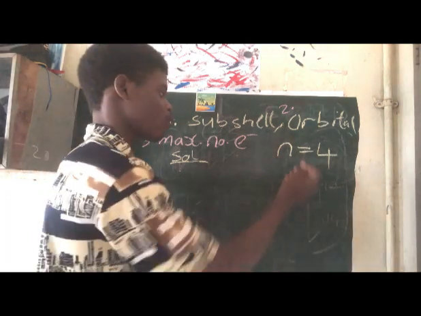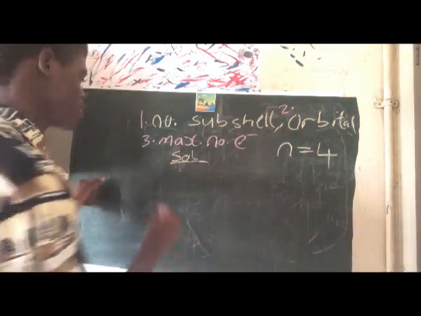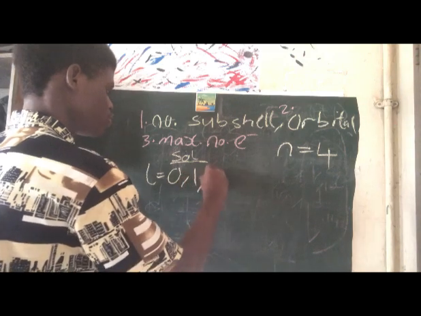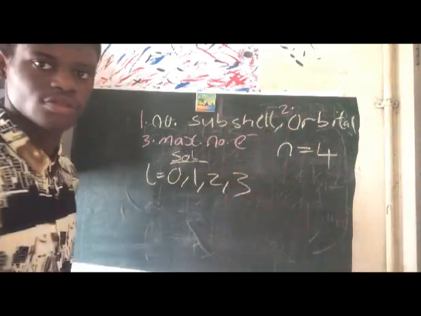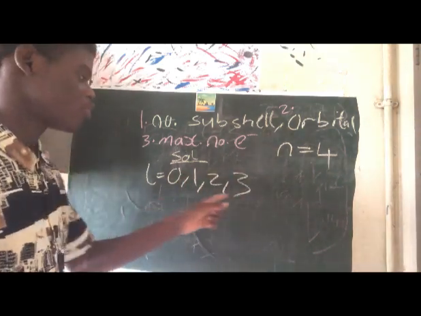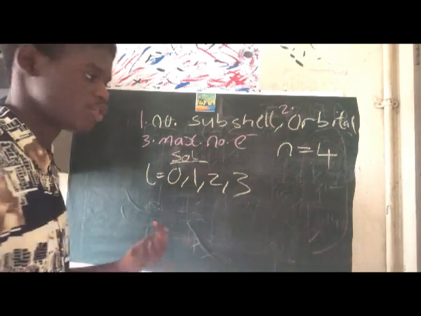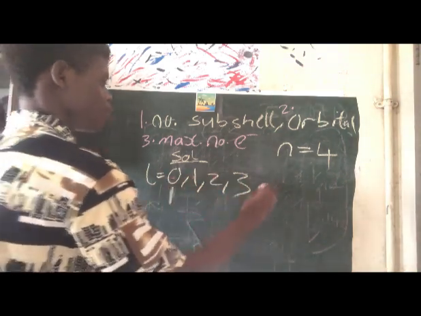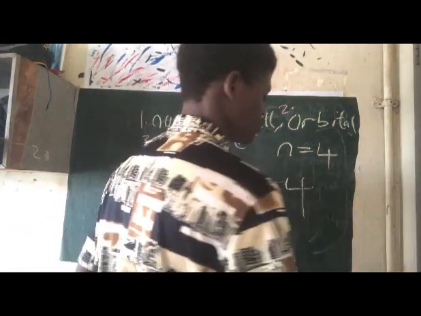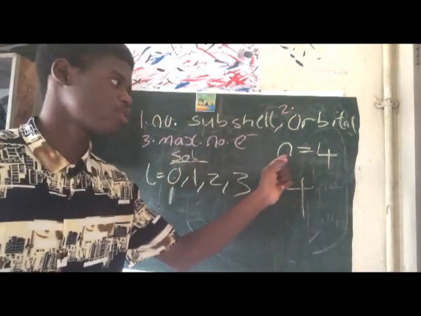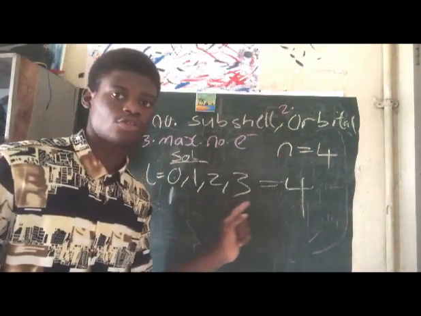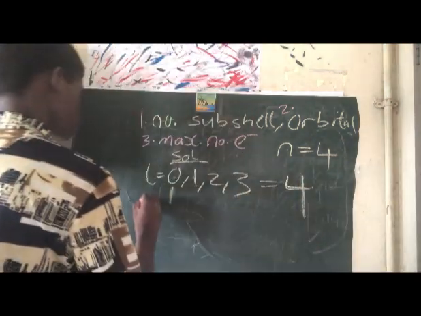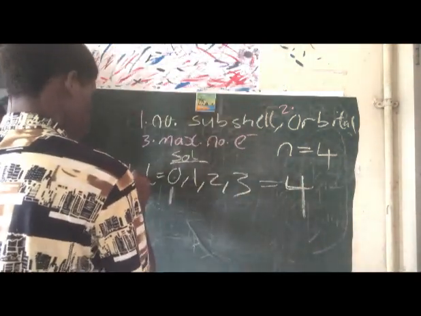So if n is equal to 4, azimuthal quantum number will be 0, 1, 2, 3. You feel me? So if it's 0, 1, 2, 3, that means the number of subshell is still 4, because this is 1, 2, 3, 4. So we answer question number 1. If n is equal to 4, if principal quantum number is 4, the subshell is also going to be equal to 4. That's question 1.